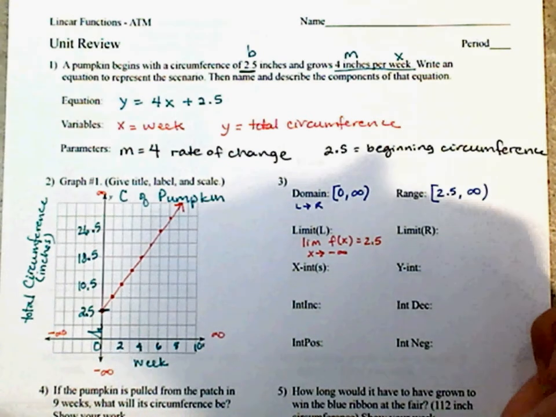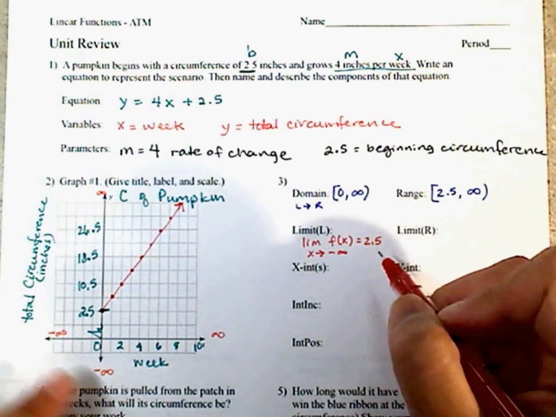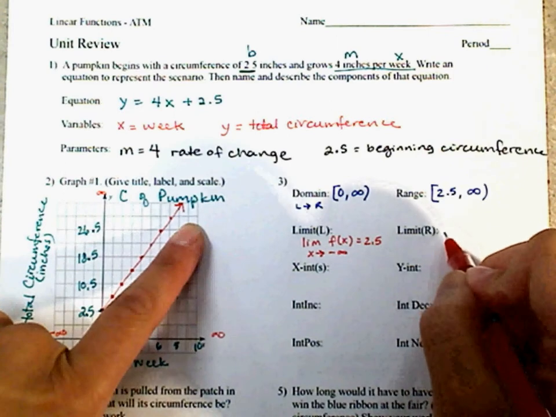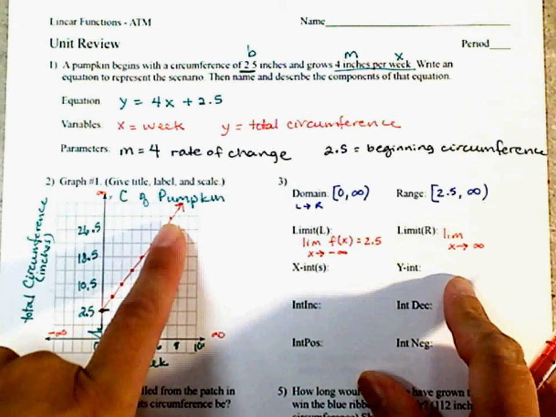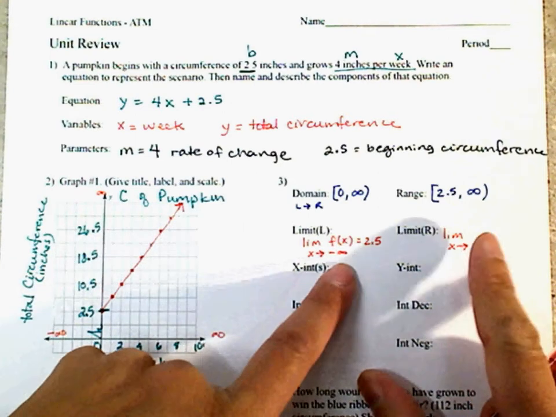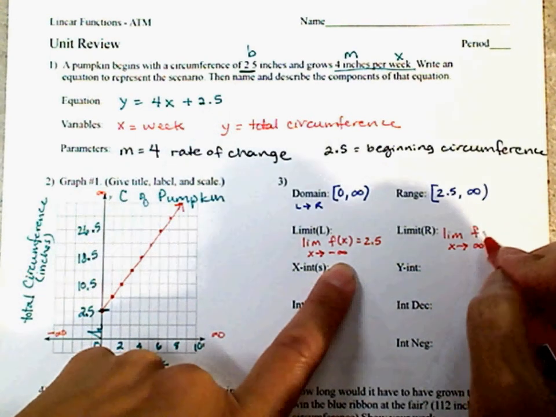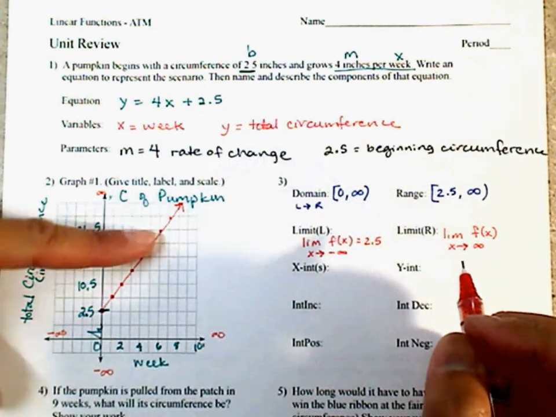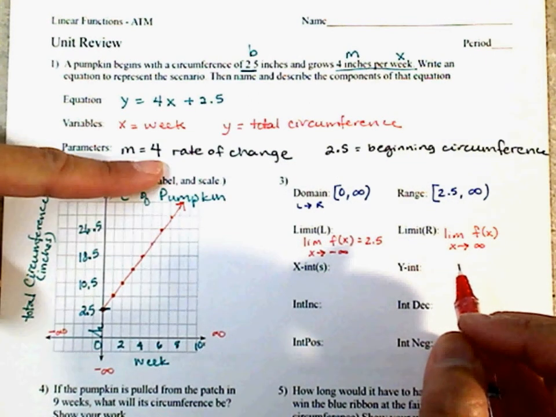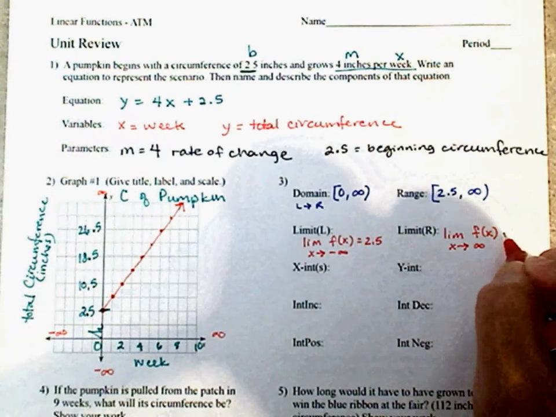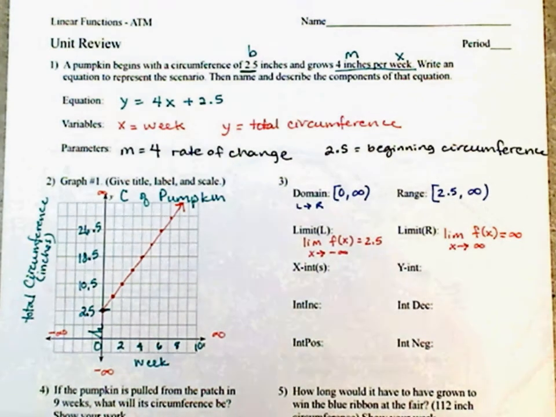That's as low as it's going to go. Your limit on the right, as x is going toward the positive, so it's going this direction, these guys will always be the same. You have to determine if it's going up or down. As I'm going to the right toward the positive, it is also going up. And what is up? Up is positive infinity, which is north.